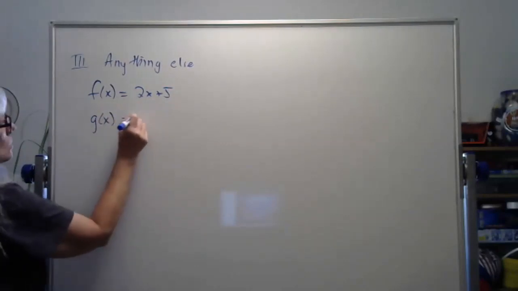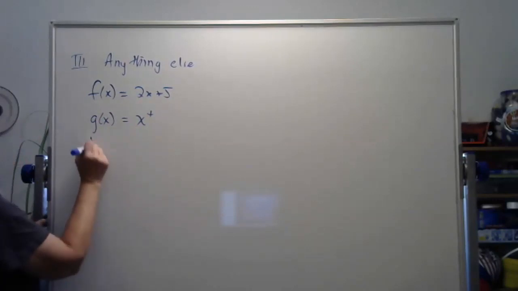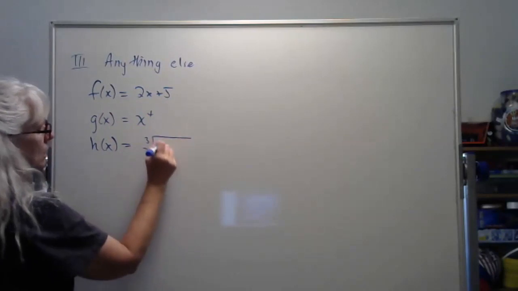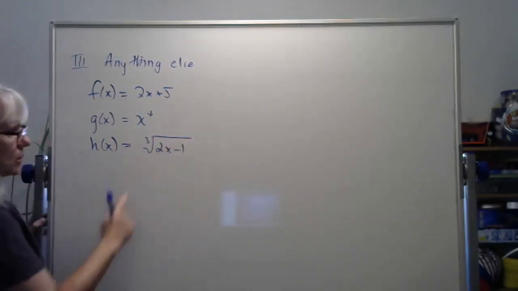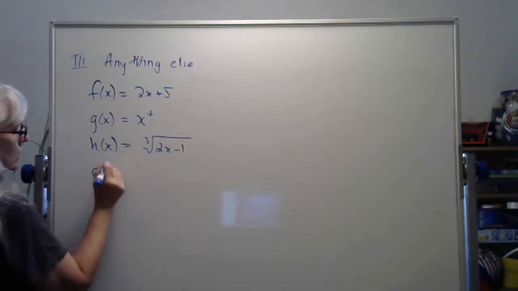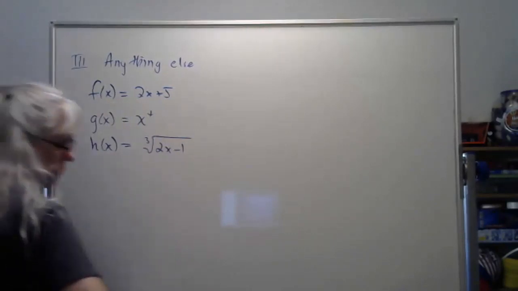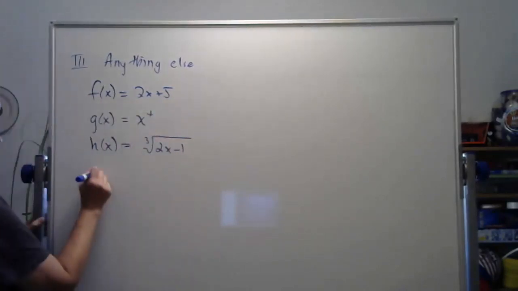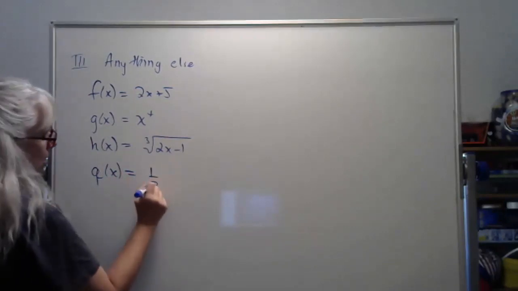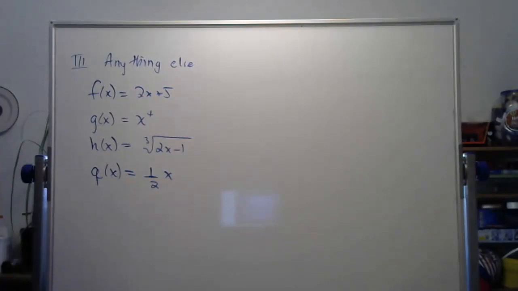g of x is equal to x to the 4th power, which we haven't done a lot with, but x to the 4th. h of x is equal to the cubed root of 2x minus 1. Notice it's an odd root. And let's pick up another letter. q of x. We don't get to use q's very often. So q of x is equal to 1/2 x. Okay. So those are all anything else.